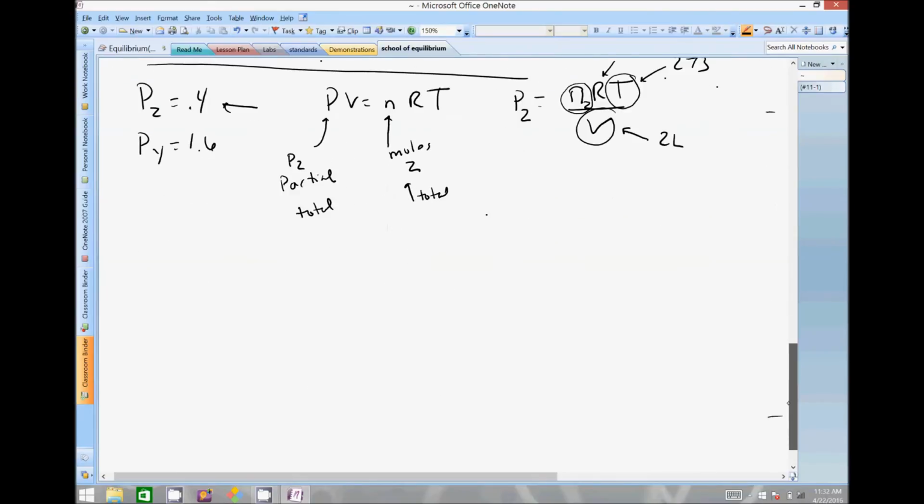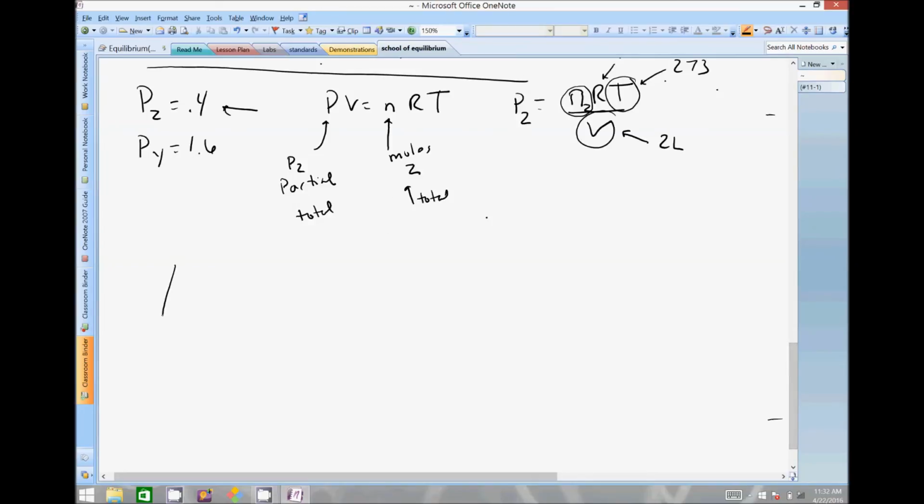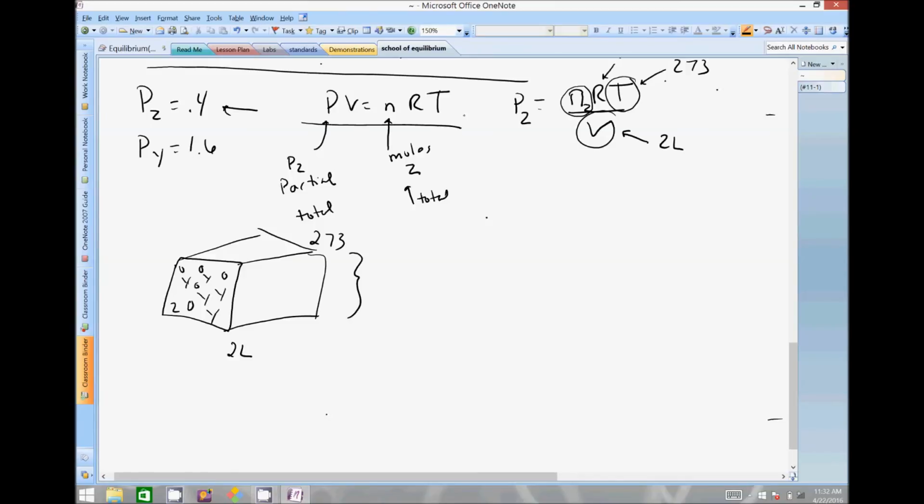So let's try another example. I got my same box. Same exact everything, okay? And I have a Z, 1, 2, 3, 4, 5. But this time I'm adding into this thing 1, 2, 3, 4, 5, 5 new particles. The volume is 2 liters. The temperature is 273. But now, what's my new pressure? You should note that I have twice the number of particles. Therefore, if you do a PV equals nRT calculation, the new pressure would be 4 atmospheres.